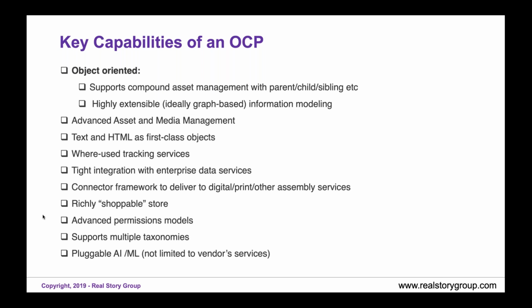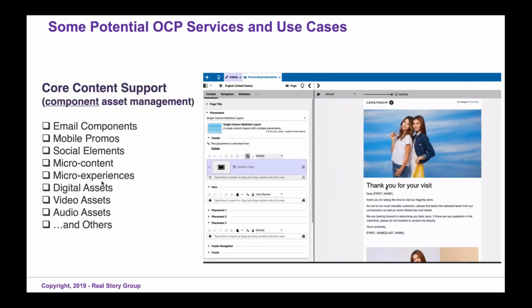If I'm the social media manager trying to get the latest campaign graphics, and to be sure I may modify them for Twitter or Facebook, but I want to get those base assets, I need to be able to shop that store. This means you need really advanced permission models that you don't often see in content and asset management systems. A lot of different people touch these systems, and you have to track who's really responsible or who has rights to do what. Ideally, it supports multiple taxonomies for different purposes, channels, and business lines, and then AI and machine learning, potentially interesting here as everywhere else, but ideally pluggable so that I'm not limited to what my vendor supplies. Those are some key functional capabilities. You don't see all of these in every OCP, but it's certainly a collection of services that we ought to all be driving towards.